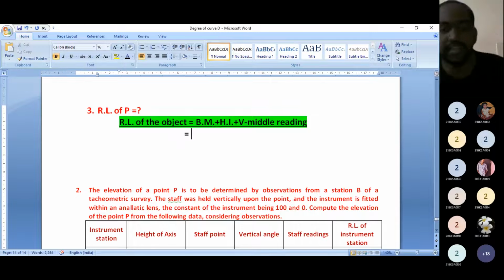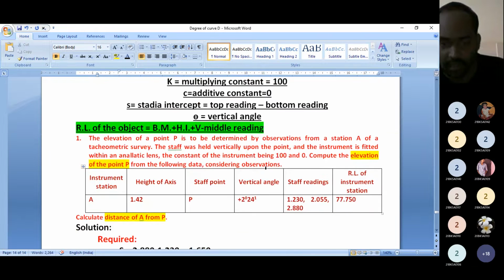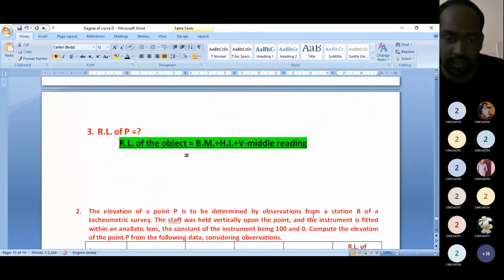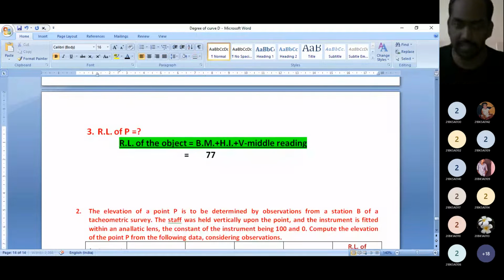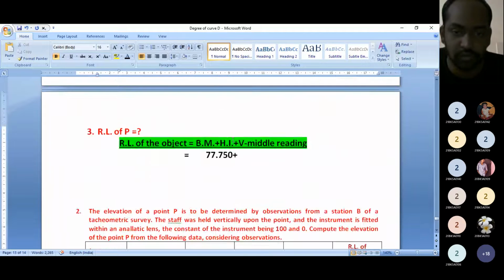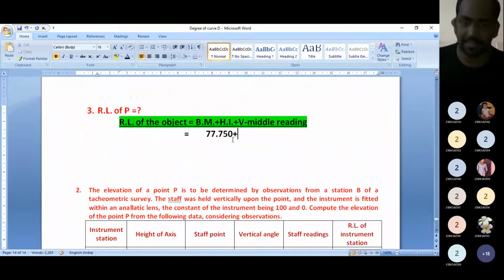That is equal to benchmark plus... the RL of the instrument is directly given here. It means the instrument station itself has been taken as the benchmark. The RL of the instrument is given as 77.750. So write down 77.750 plus the height of the instrument, which is given as 1.42, the height of the axis.